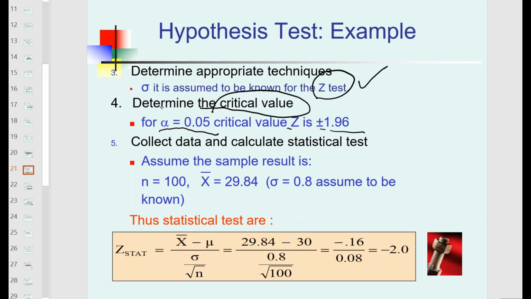Okay, and the fifth step, collect data and calculate the statistical test. Okay, now once you have the critical value, which is the value that you get from the Z table.